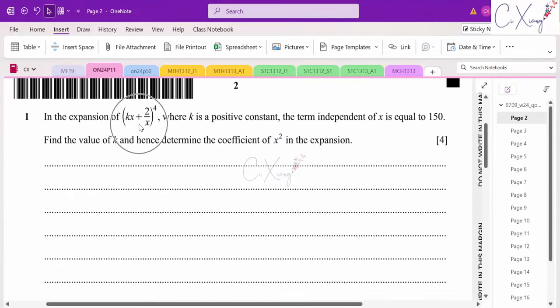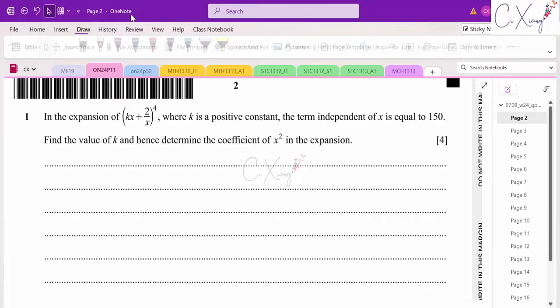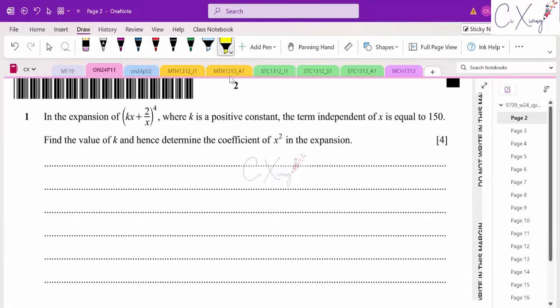In the expansion of this particular bracket with power 4, where k is a positive constant. So I think this is important information, positive constant for the k. The term independent of x is equal to 150. So independent of x means that the term with x power 0. That means no x, it is fully a number, without the x. So it should be x power 0 is equal to 150.